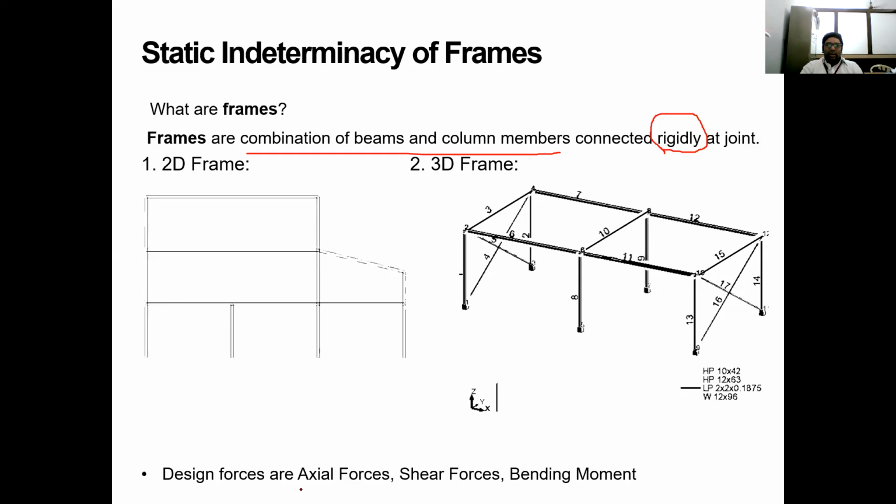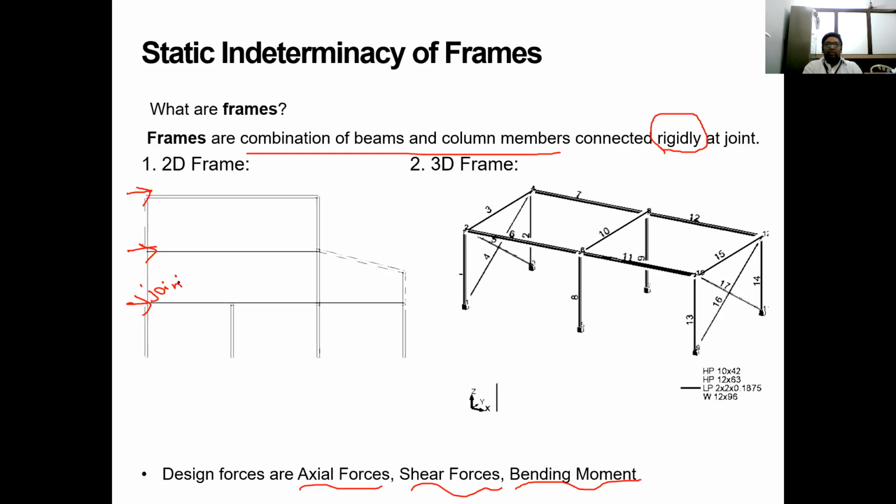What are all the forces that will act? So there are axial forces, there are shear forces, as well as the bending moment. Now where do we have these axial forces? These are actually the axial forces acting at a joint.